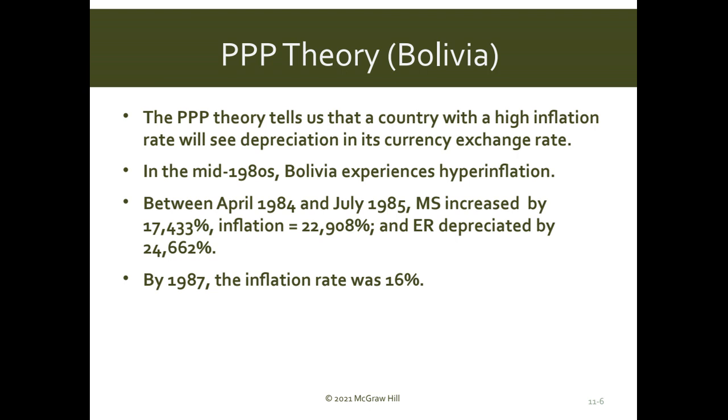So this is the example of Bolivia. This is the extreme case: in the mid 1980s, Bolivia experienced hyperinflation. Between April 1984 and July 1985, money supply increased by 17,000%, and inflation was almost 23,000%. And the exchange rate depreciated, that is, the currency depreciated by 24,000%. But Bolivia managed to control its inflation to 16% by 1987. So that is also very important, to control inflation.